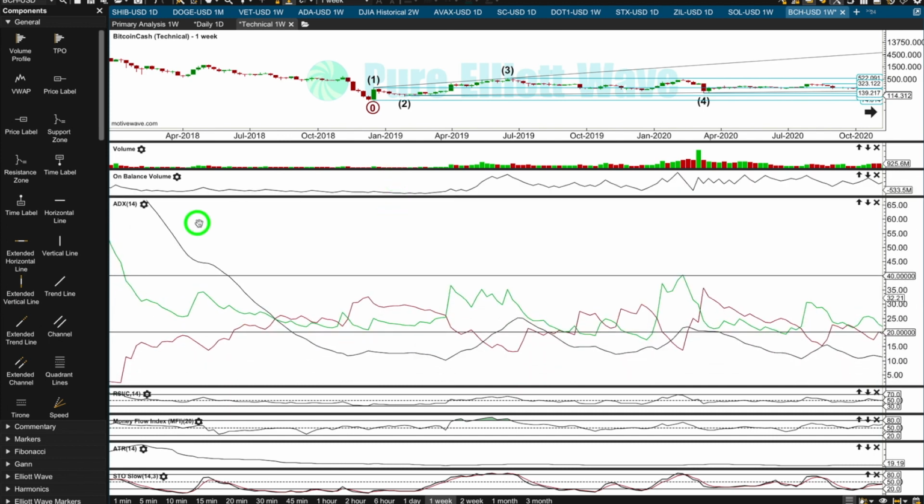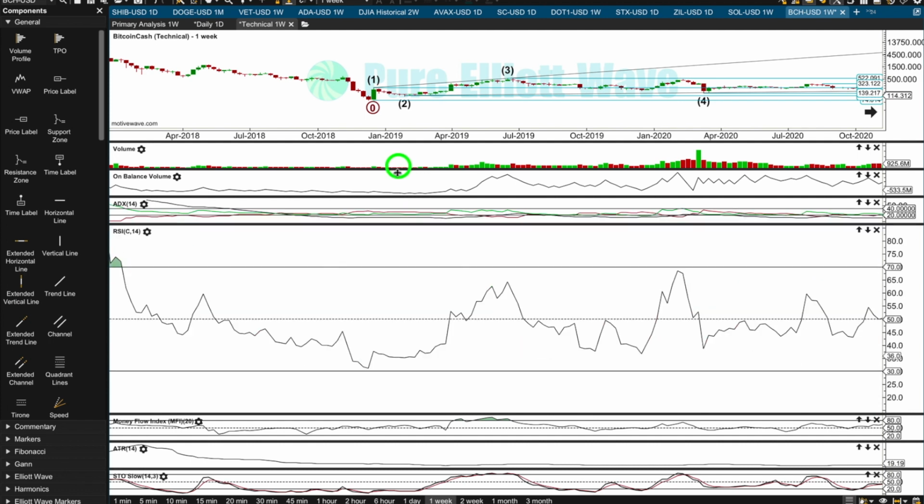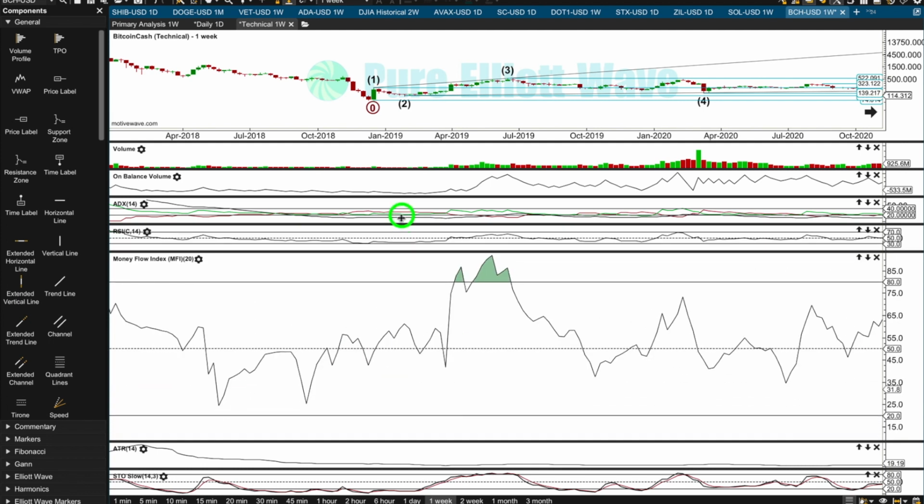ADX declining throughout that bear market, didn't catch up with the fact price was in a bear market, so it didn't reach extreme. RSI didn't reach oversold at the weekly chart level, nor did money flow index. It did indicate some bullish divergence though. The close here, 77.366, and the close for price here, 487. So price is closed a lot lower, and yet money flow is a lot higher.